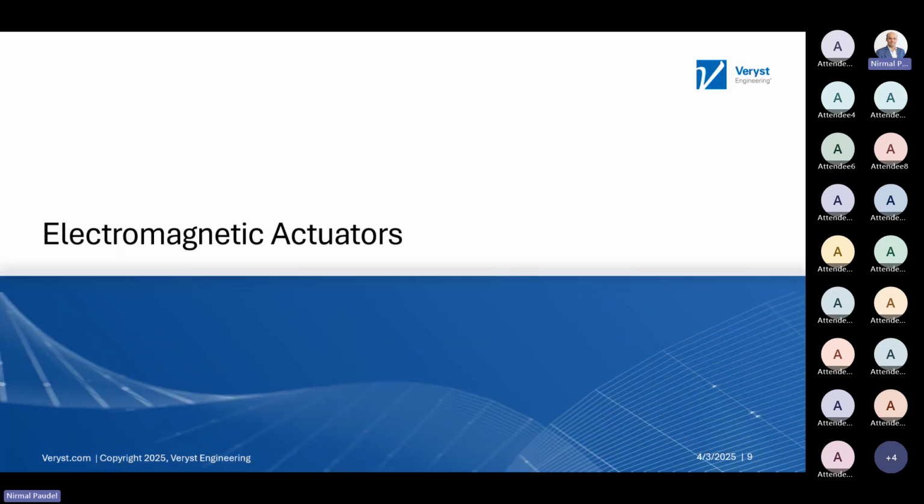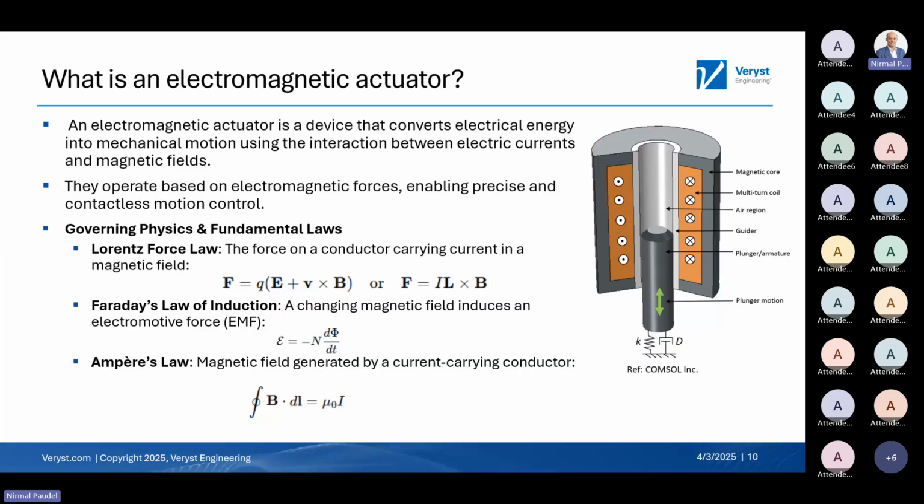All right, to the core of the presentation today, let's start with electromagnetic actuators, what they are, and how they can be used in different applications. So what is an electromagnetic actuator? It's a device that converts electrical energy into mechanical motion. It could be linear or rotary, using the interaction of electric current in the coil and the magnetic field produced by it.